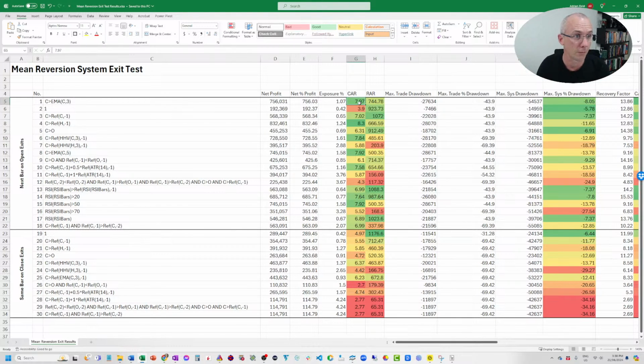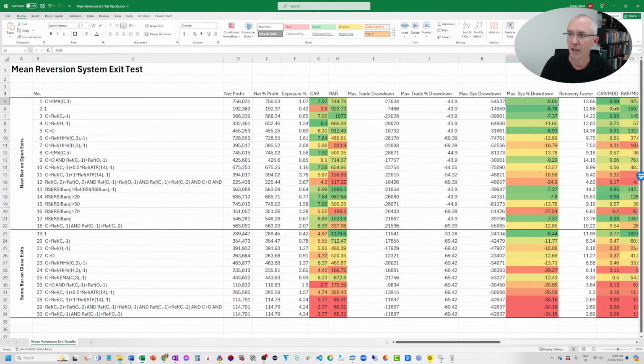The relativity of the different exits is the same. And the max drawdown there is 8.05%. The CAR over MDD is 0.99. So the big question is, do any of my 30 exits outperform my base level, my base system?